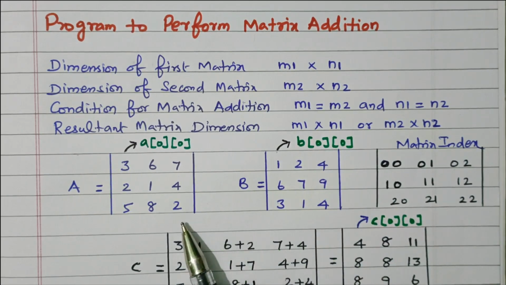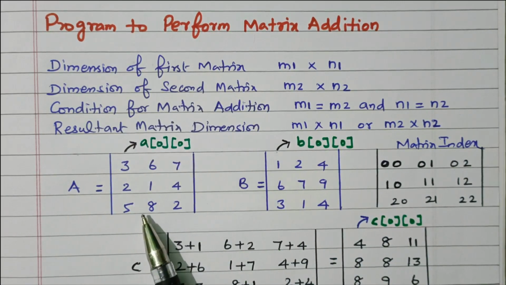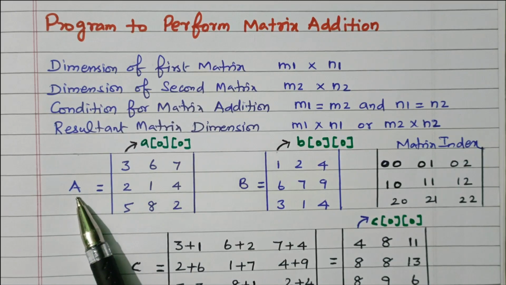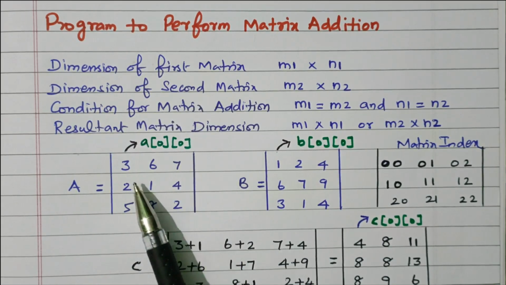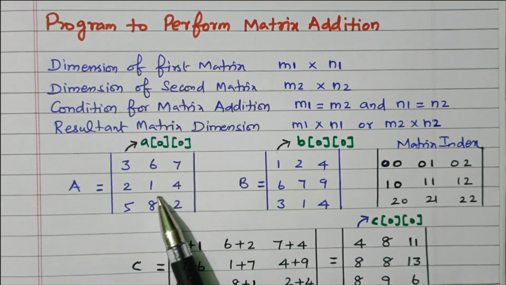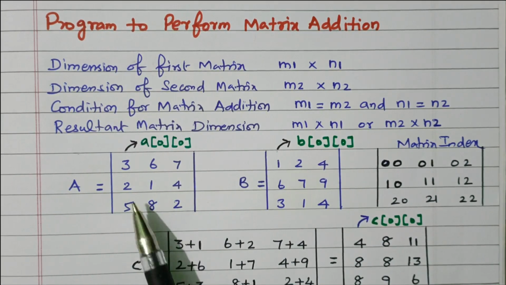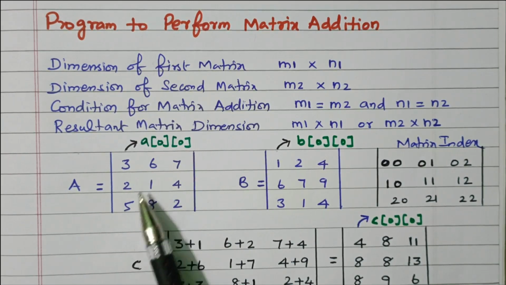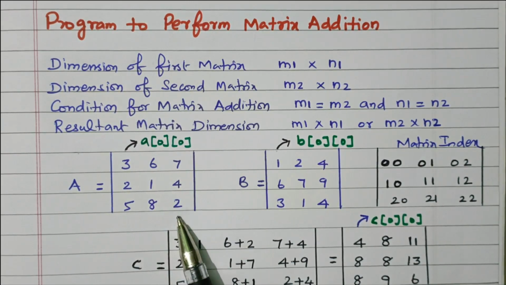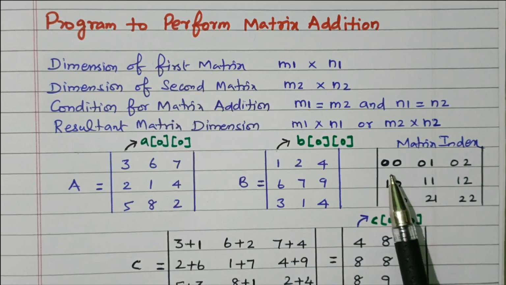Let us consider that in this entire program we are using 3 cross 3 matrices. Let us consider this is the first matrix A. We have these matrix elements: 3, 6, 7, 2, 1, 4, 5, 8, 2. So this is the first row, second row, third row. First column, second column, third column. How it is located is given here.